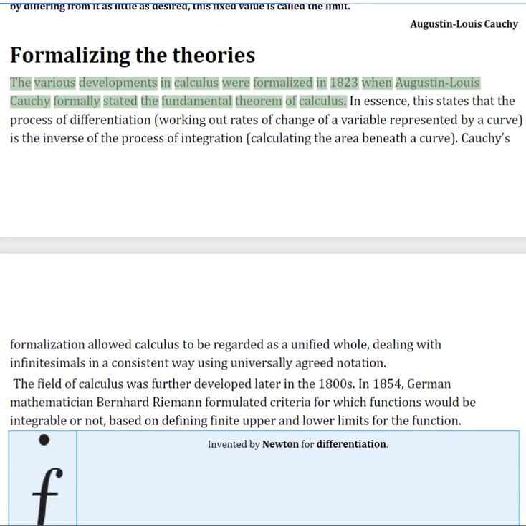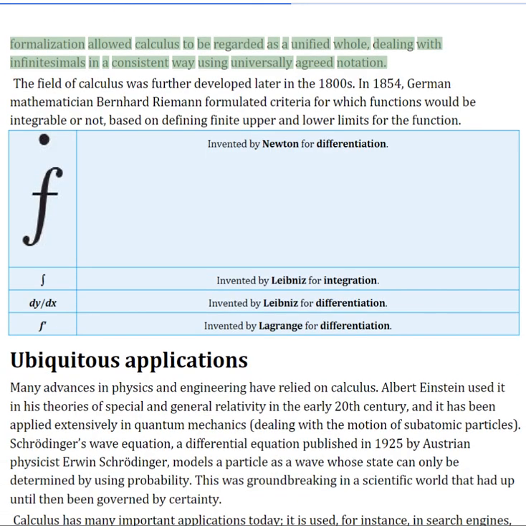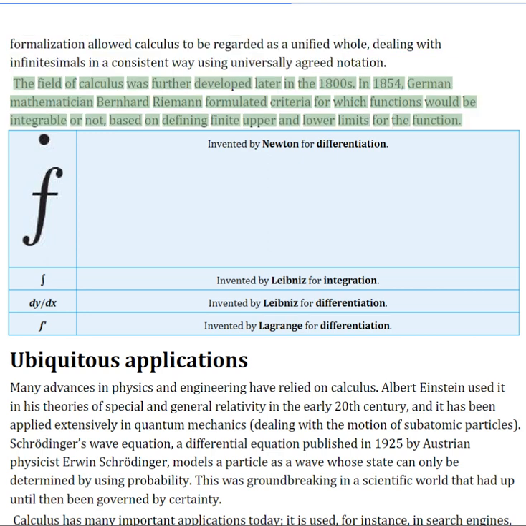Formalizing the theories. The various developments in calculus were formalized in 1823 when Augustin Louis Cauchy formally stated the fundamental theorem of calculus. In essence, this states that the process of differentiation is the inverse of the process of integration. Cauchy's formalization allowed calculus to be regarded as a unified whole, dealing with infinitesimals in a consistent way using universally agreed notation. The field of calculus was further developed later in the 1800s.